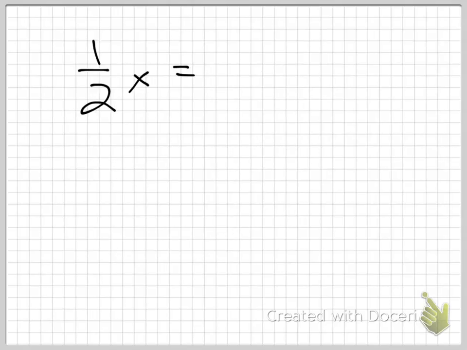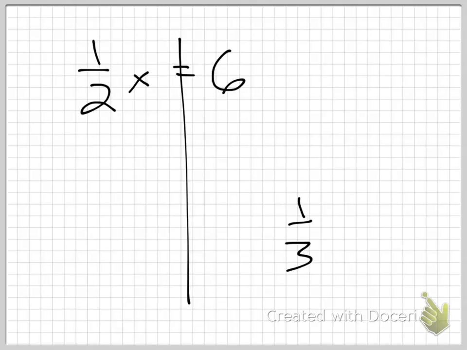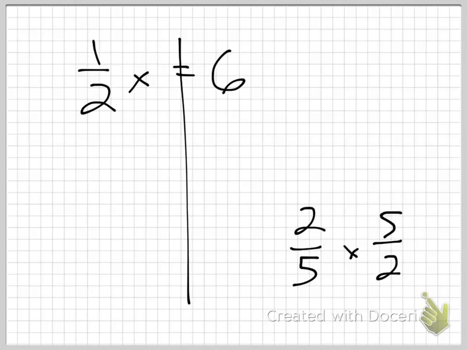1/2 x equals 6. Here's the deal. If I have 1/3, what can I multiply 1/3 by to make it so that the answer is 1? 3. Do you agree that multiplying 1/3 by 3/1 will make it 3/3, which is just 1? Okay. What can I multiply 2/5 by to make the answer equal 1? 5/2.